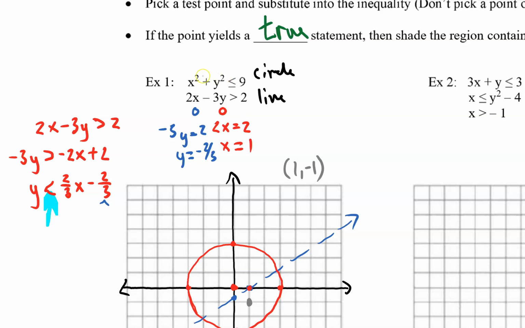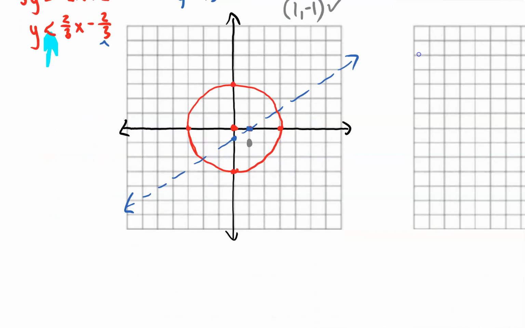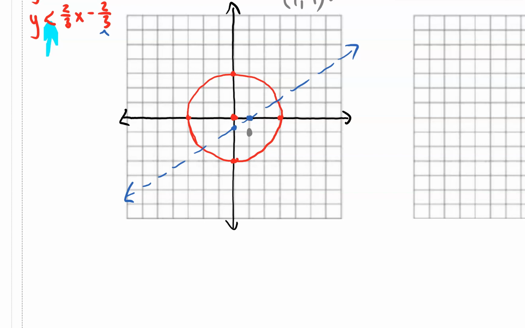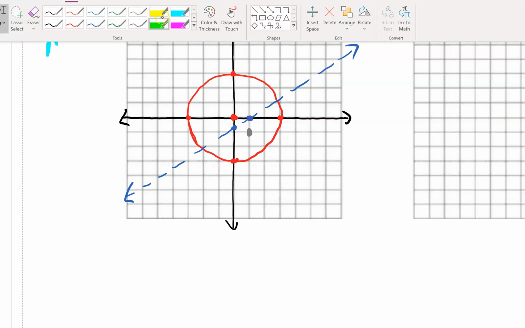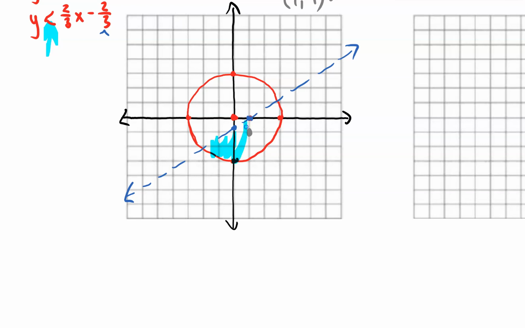So if I put in the ones here, it's going to be 1 squared plus 1 squared. That's going to be 2. 2 is less than 9. That works. If I put it in the other one, 2 times 1 is 2. And 3 times negative 1, negative 3 times negative 1 is positive 3. So 2 plus 3 is 5. 5 is greater than 2. That one checks out, which means the area that I'm going to shade is going to be right here. All my solutions should be found in this area somewhere. So hopefully that makes sense. You're just shading the region where you find all your answers.